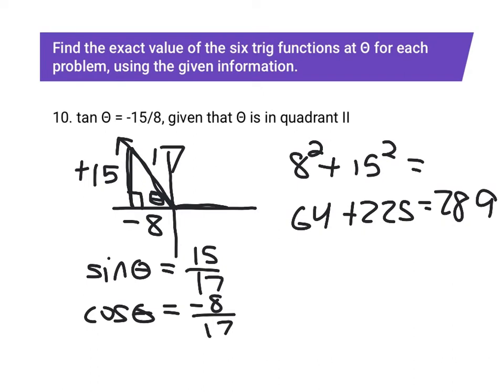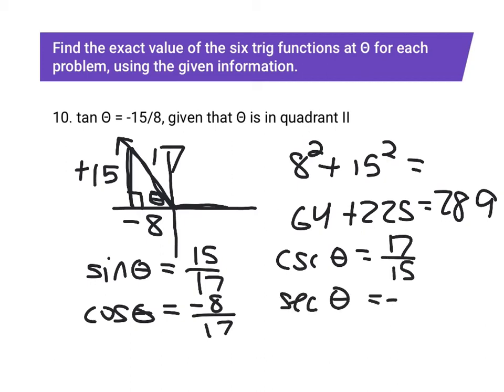We already know tangent. Cosecant is the reciprocal of sine. Secant is the reciprocal of cosine. Sorry, that's an 8. And then cotangent is the reciprocal of tangent. So those are the exact values of the 6 trig functions.